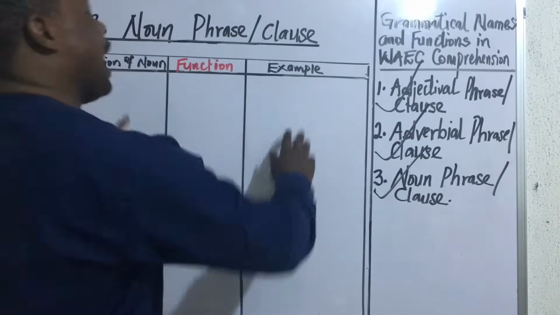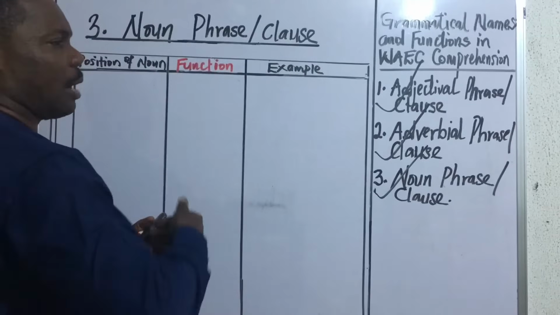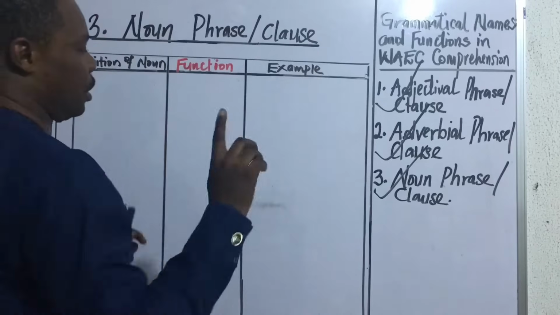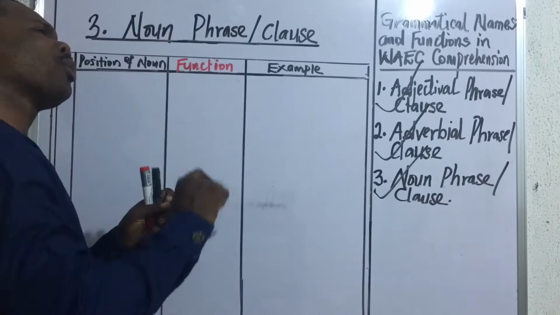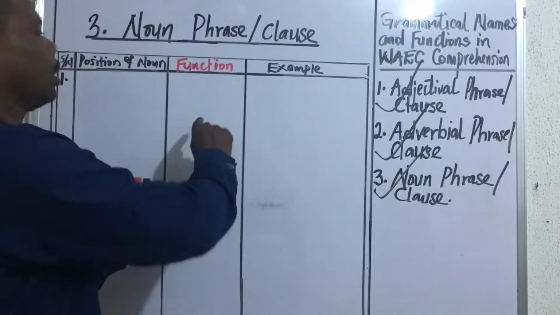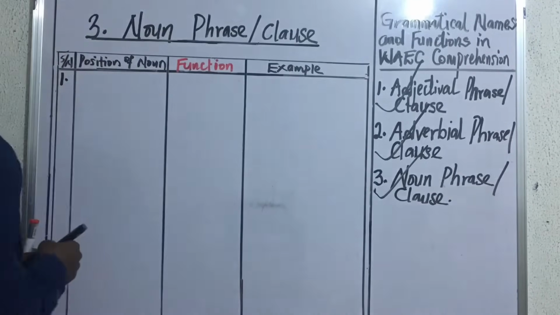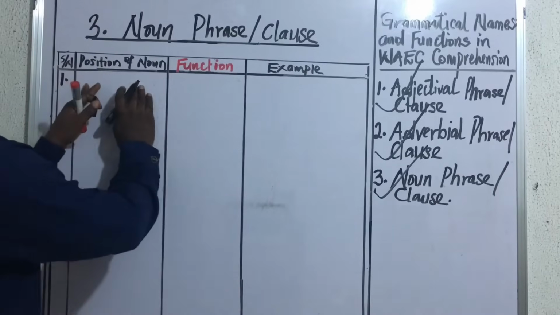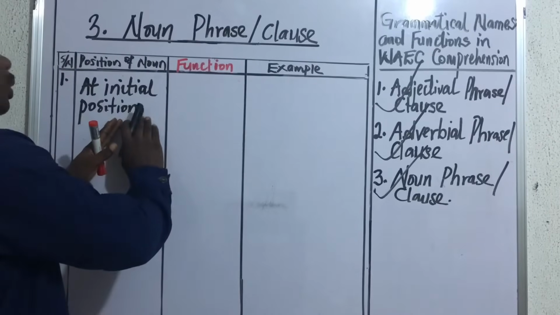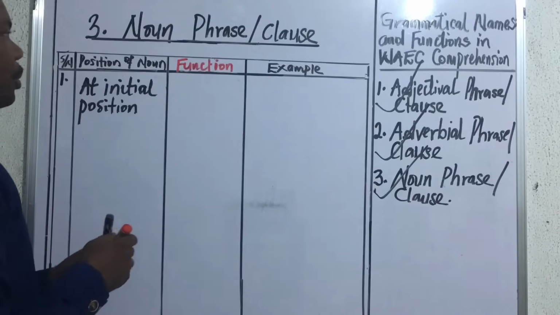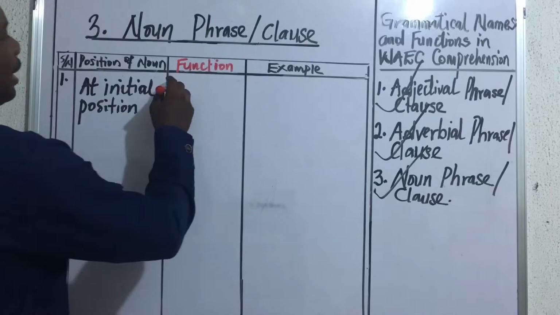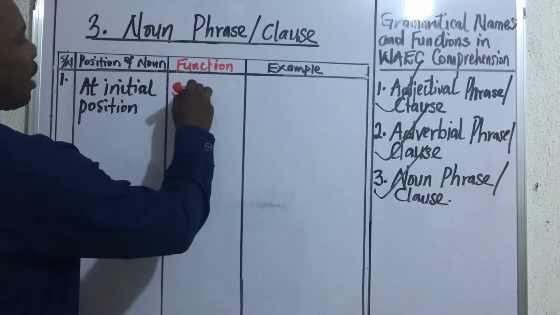Now, I want to talk about how to identify the grammatical names and functions of expressions when they are noun phrases or noun clauses. The position of the noun or the pronoun in the words in the sentence will determine the function. So, the first one we'll talk about here is when the noun or the pronoun is at the initial position. When the noun or pronoun is at the initial position, then the function of the expression is that of subject of the sentence.